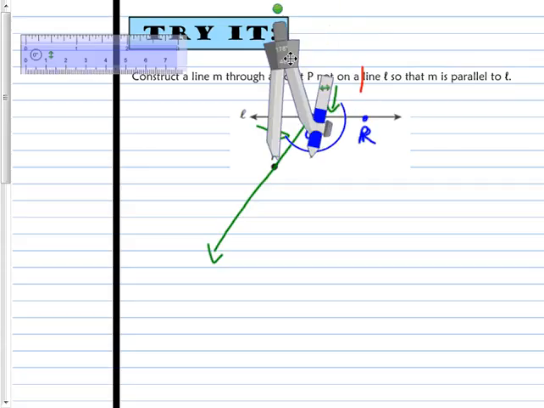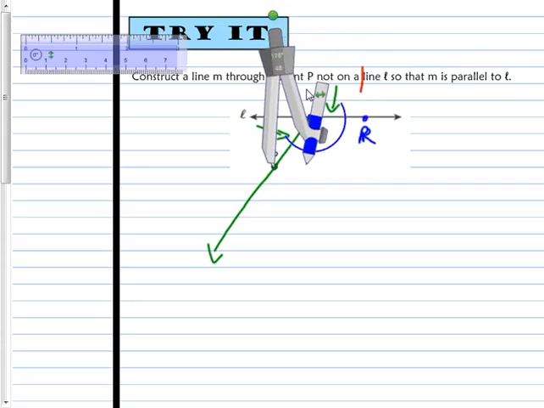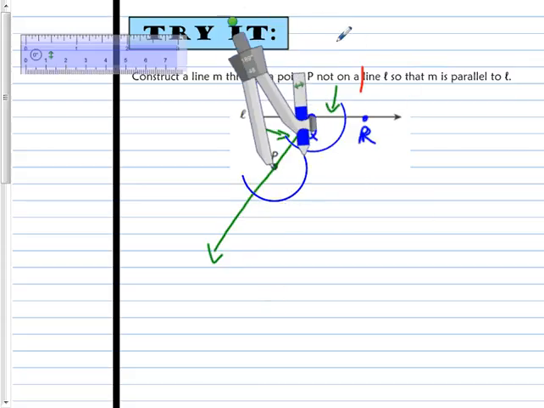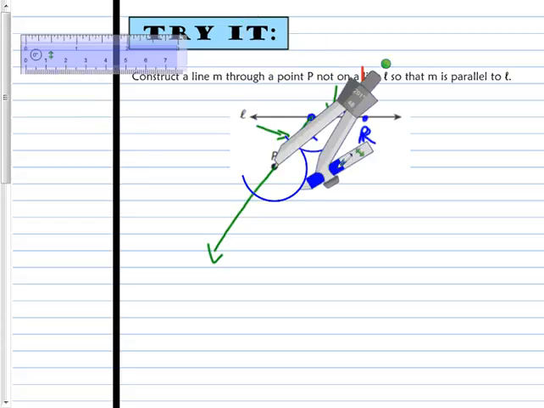What's the next step? After you've done that, move it down to P. The same point, just write down the thing, and make your nice long arc as well. Okay.